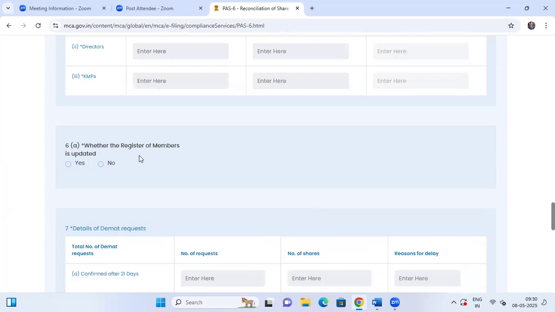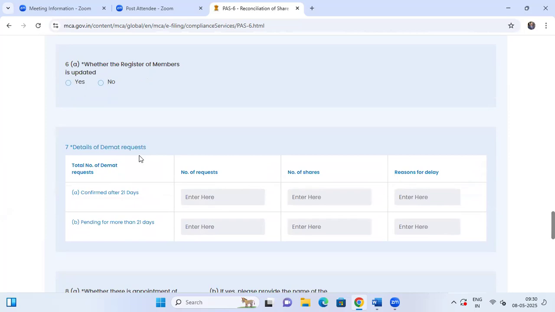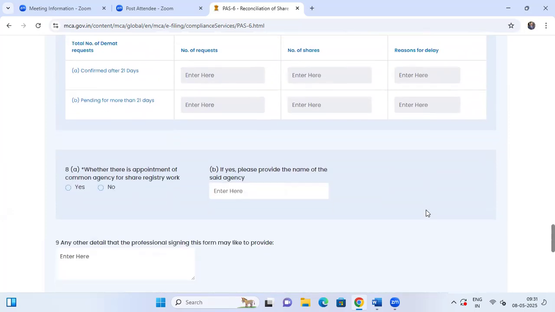Then whether the register of members is updated, yes. Then details of Demat request. So any request received from shareholders and confirmed after 21 days, pending more than 21 days. So these details have to be mentioned, with the reason. Number of requests received, number of shares, and reasons for delay, if at all.